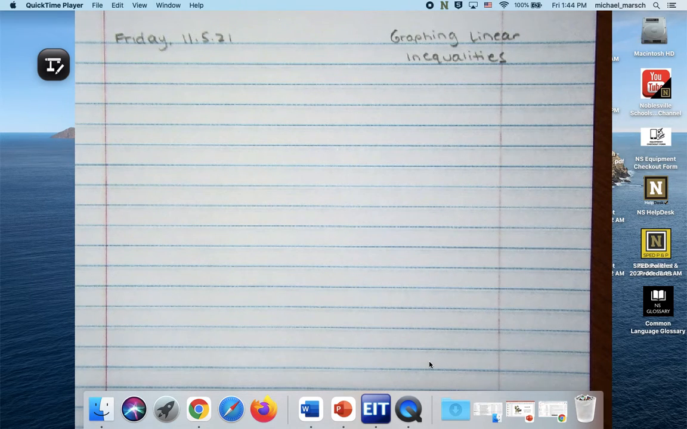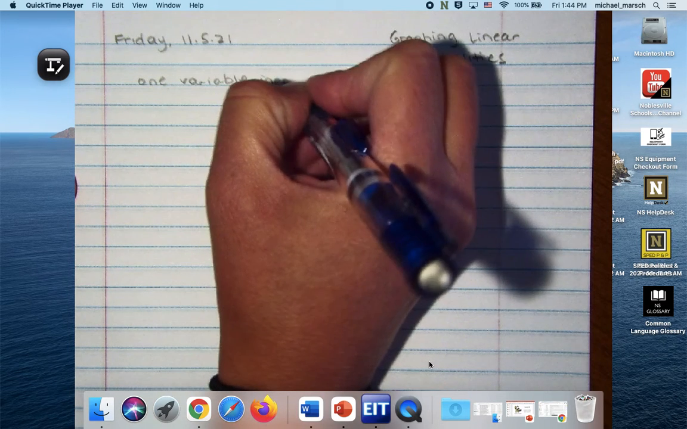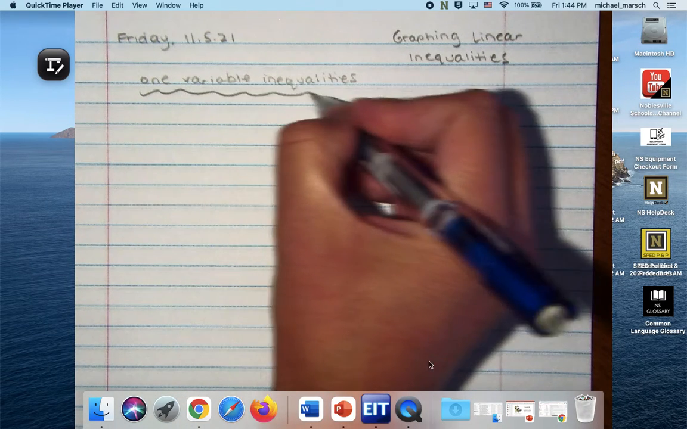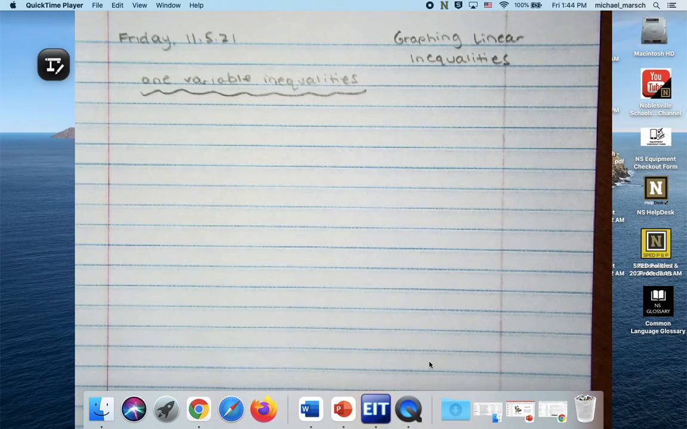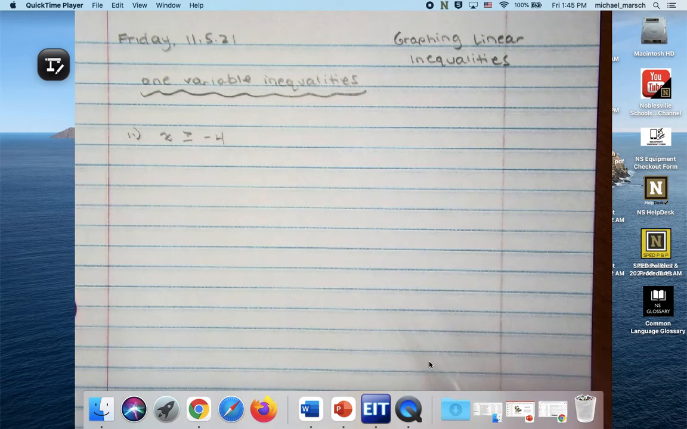Okay. So we're going to start with one variable inequalities, where there's only an X or only a Y. So the first one is going to be x is greater than or equal to -4.